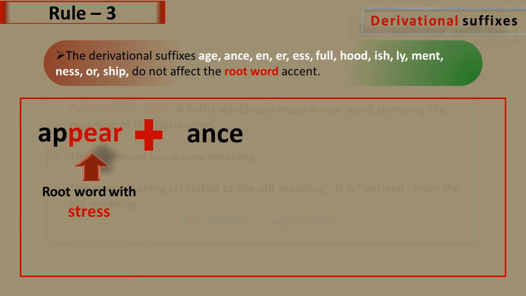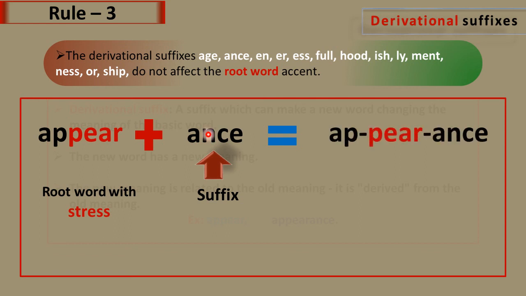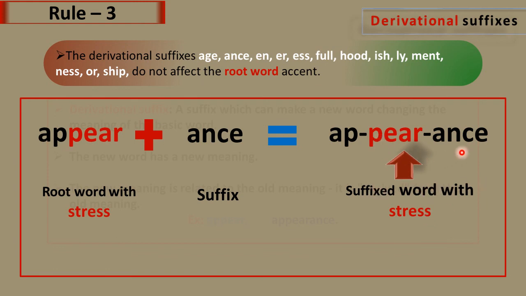And here "ance" is a suffix. Okay, "ance" is what? Suffix. And here we are adding "ance" to the root word "appear," and by adding "ance" to the root word "appear," you can form "appearance." And this "appearance" is a suffixed word with stress. Here it is a suffixed word. Why? Because to this root word we added "ance," so that's why it is said to be a suffixed word, but with stress.